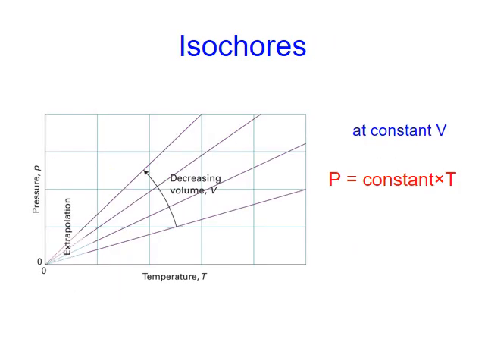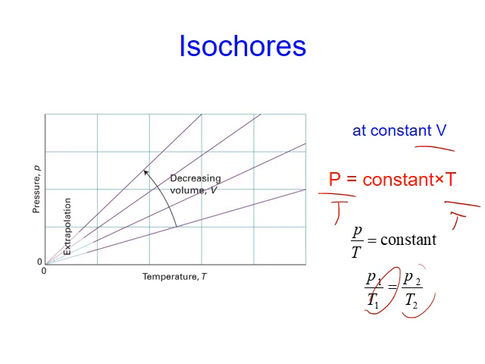Similar to Charles's law, at constant volume, pressure is proportional to temperature. If we divide by temperature on both sides, the constant will become the ratio of P over T. So the ratio P over T is a constant. P1 over T1 equals P2 over T2.